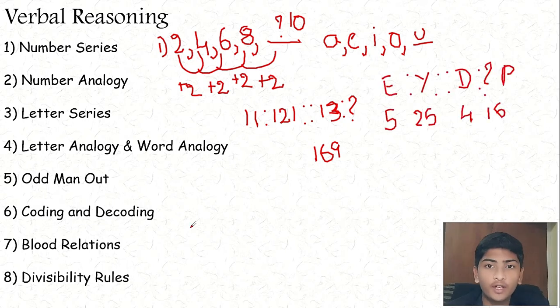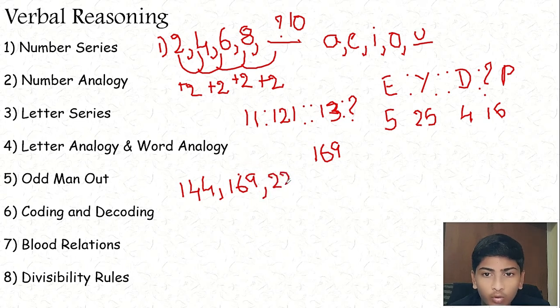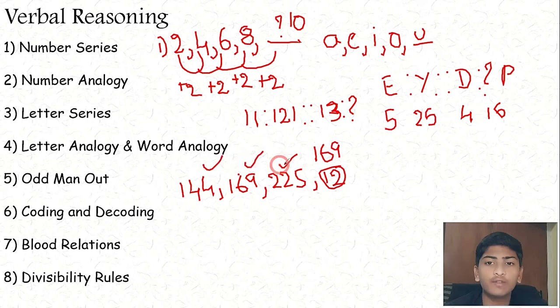Next, odd man out. Here they will be given some numbers. Let's take 144, 169, 225, 12. Here the odd man out will be 12, because 144, 169, 225 are square numbers, but 12 is not a square number.